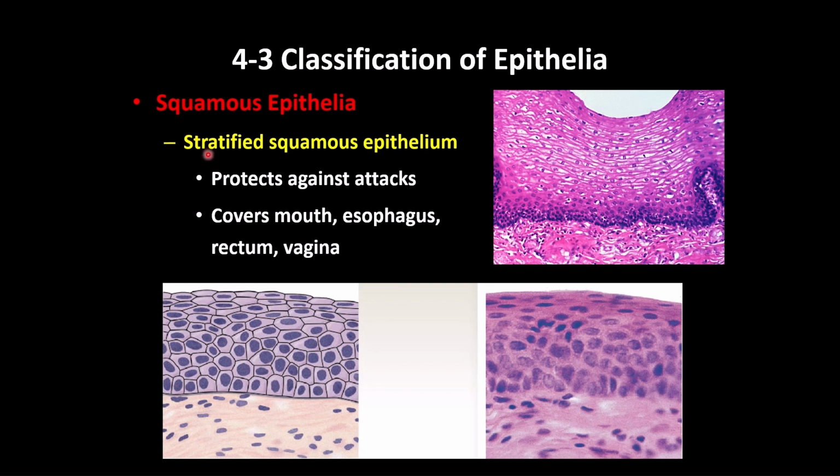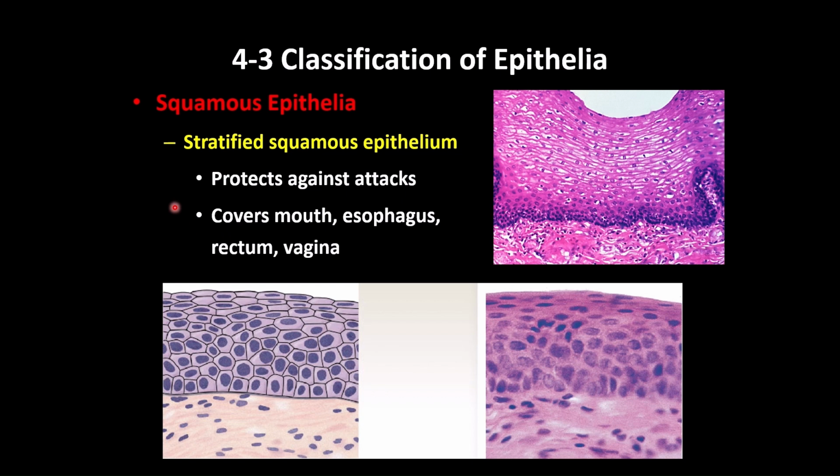Now is a stratified squamous, and you can look at it here. This example here. This is the stratified. So these are the cuboidal shaped, but as you go higher and higher, the cells become flatter, and that's why it's squamous. But because there's so many layers there, that's why it's called a stratified squamous epithelium. So this is for protection.